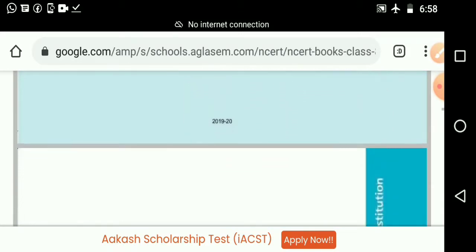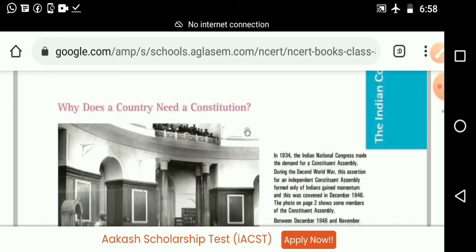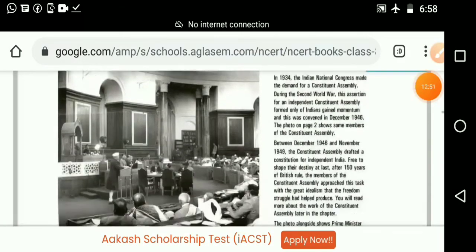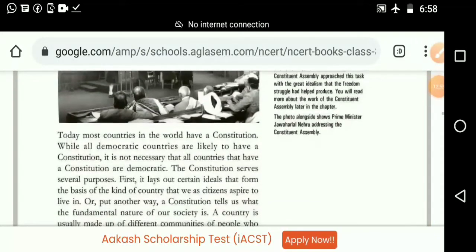So we are moving to the next part of the lesson. Why does a country need a constitution? Today most countries in the world have a constitution. If you look at England or China or Nepal, any country, they have their own constitution, but it varies from one to another.